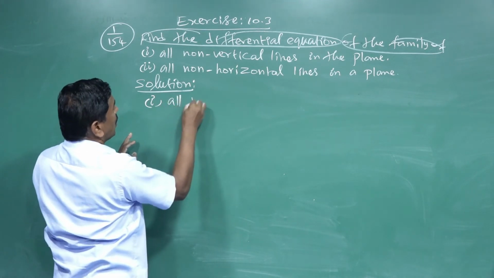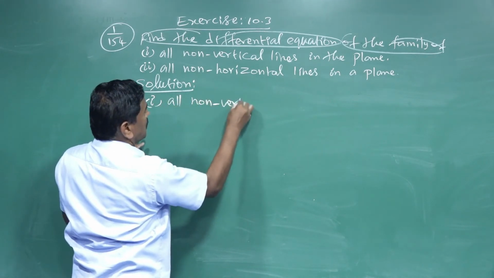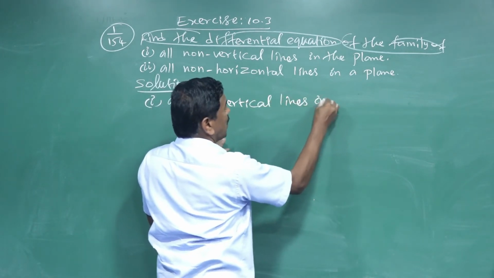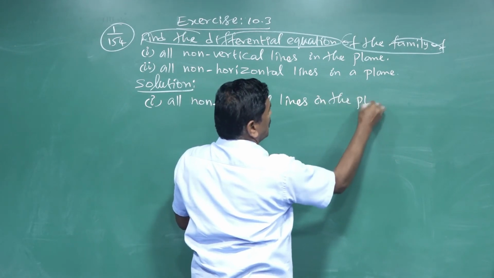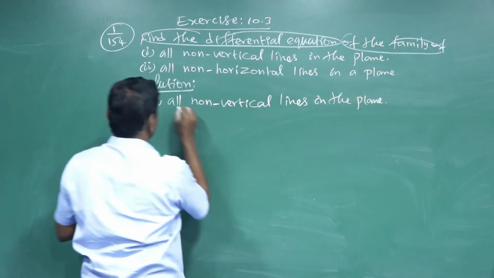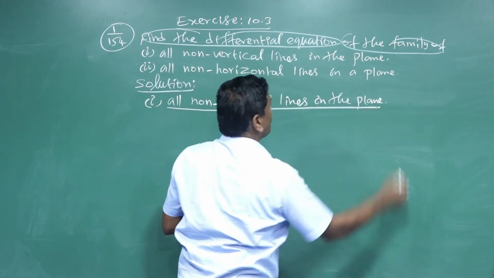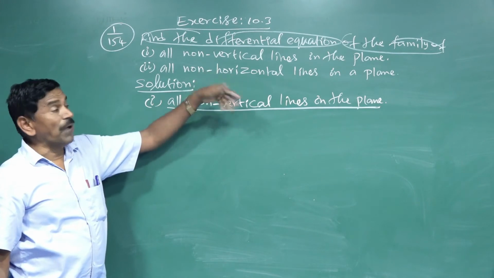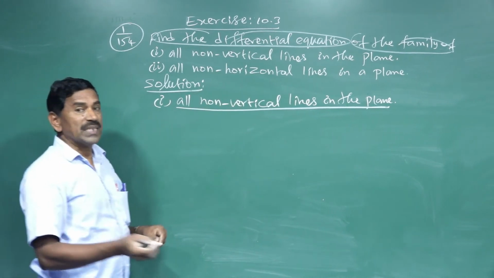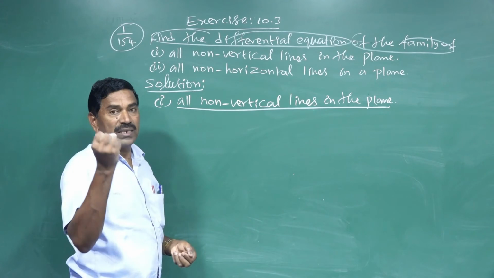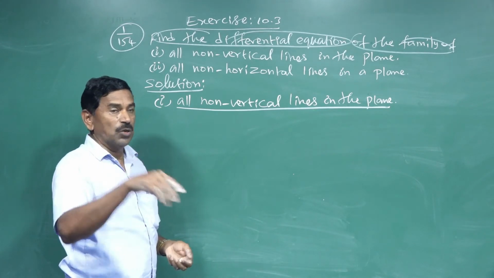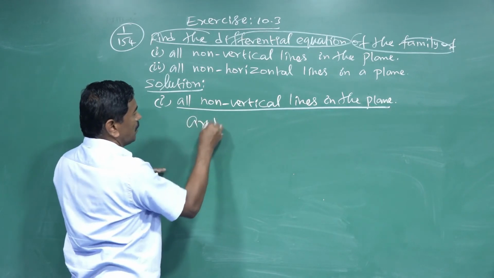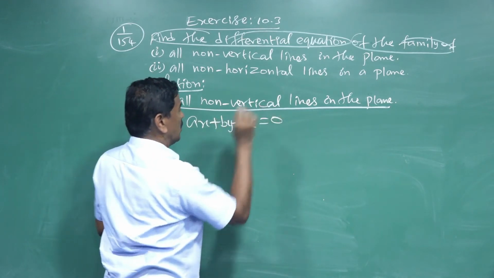Listen, all non-vertical lines in the plane is the topic. Now, see, we know the family of straight lines, the general equation of the straight line. General equation of the straight line means x term, y term, constant equal to 0. That is the general equation of the straight line: ax plus by plus c is equal to 0.